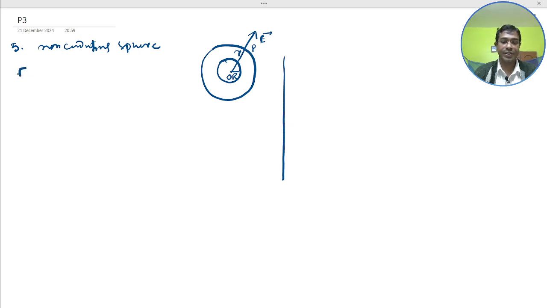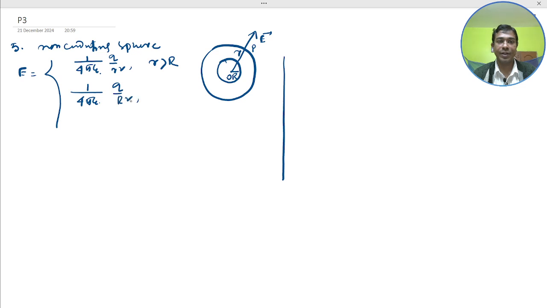So now the electric field intensity E would become 1 by 4 pi epsilon naught Q by r square when r is greater than capital R, and 1 by 4 pi epsilon naught Q by capital R square when r is capital R. So in general, the third one is most important, coming in entrance exams. I think it came one time in the IIT exam: 1 by 4 pi epsilon naught Q r by capital R cube. This is for r less than capital R.